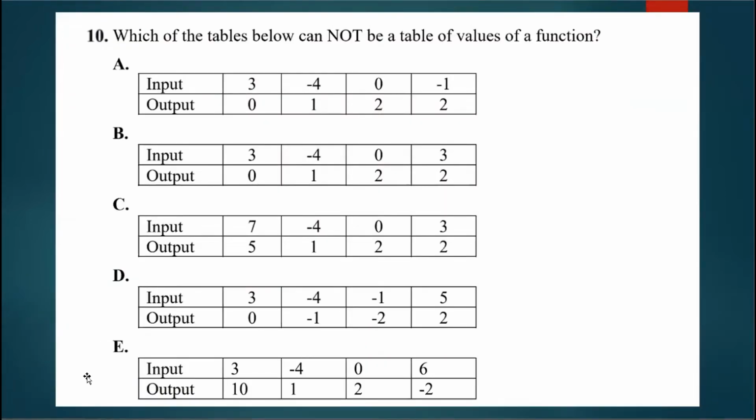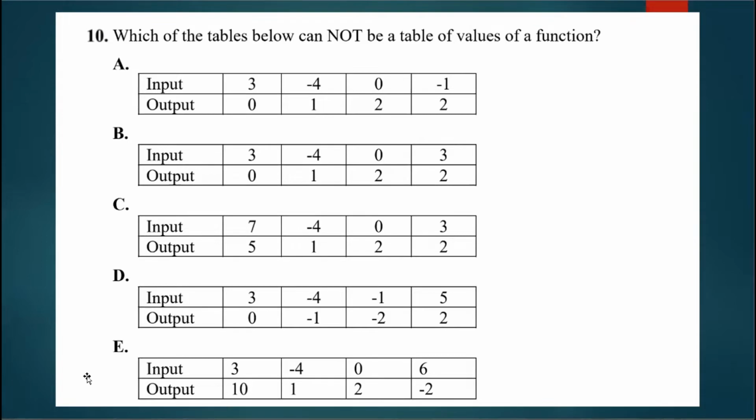Which of the tables below cannot be a table of values of a function? The function has only one rule: no input has 2 outputs. So I have different inputs in all the functions. Yes, yes.